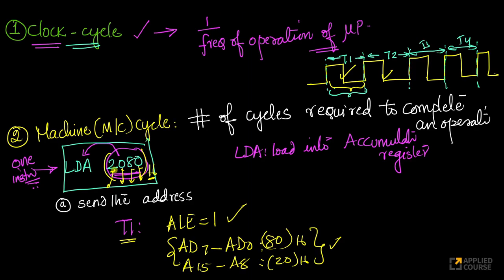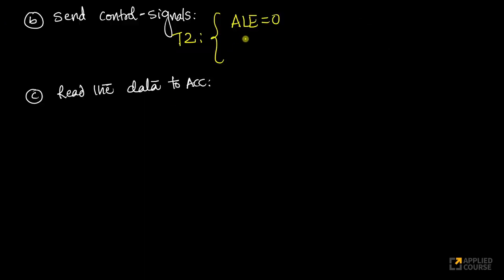So what does this do? It says load into accumulator. So I want to read this data. Because I want to read the data, what should I do now? My read pin, because it's an active low pin, I'll make it equal to 0. So my read pin equal to 0 means I want to read the data.